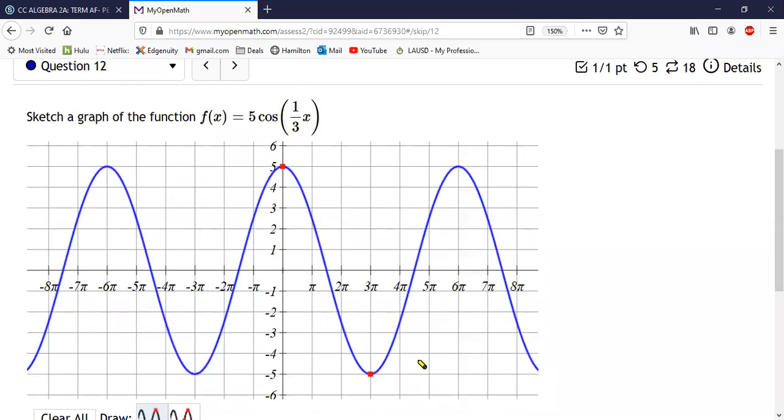Now, on your work, I'm going to have to tell you this again. You're going to have to write A is equal to, B is equal to. That's how you're going to get credit for this. If I don't get it from your work, I think you're just using a graphing calculator.